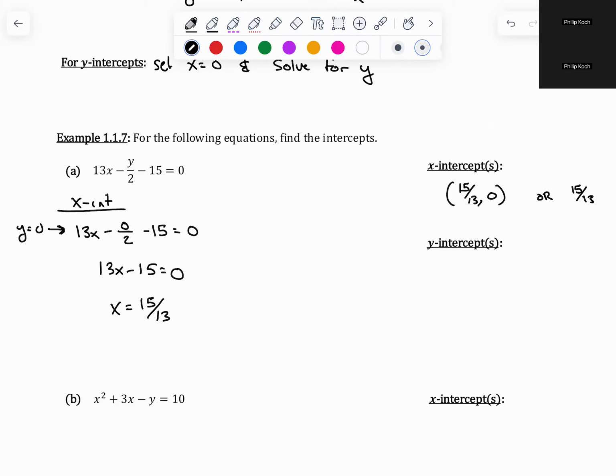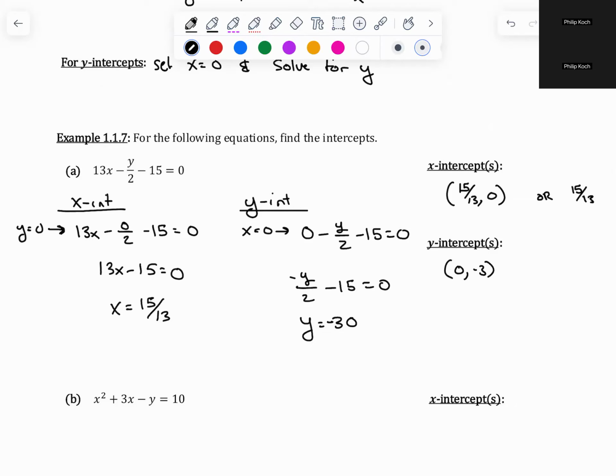The y-intercept. We're going to set x equal to 0 and see what happens. We get 0 minus y over 2 minus 15 is equal to 0. So we got negative y over 2 minus 15 is equal to 0, which gives us y equals negative 30. So we got 0 comma negative 30, or just negative 30, depending on the context.